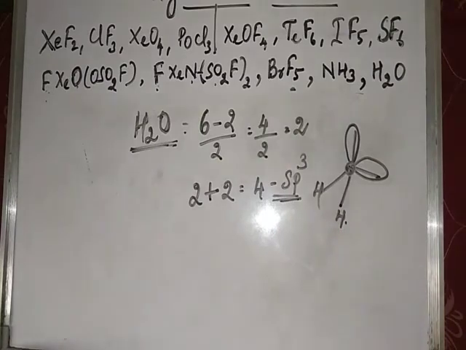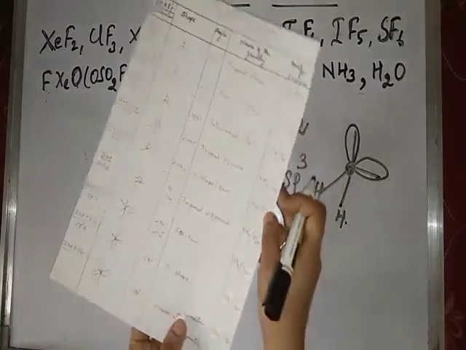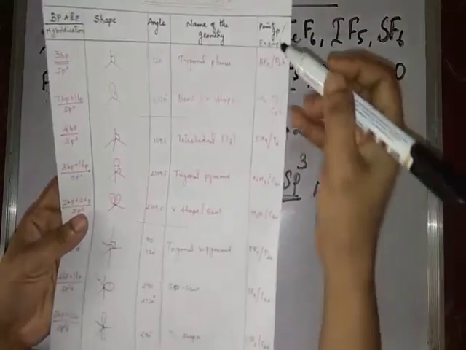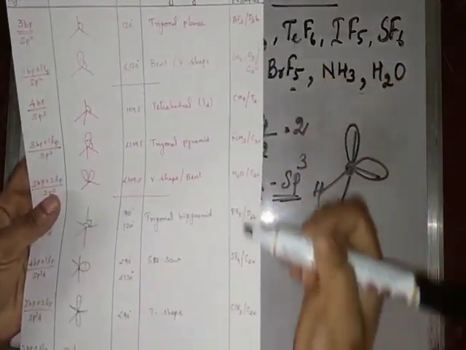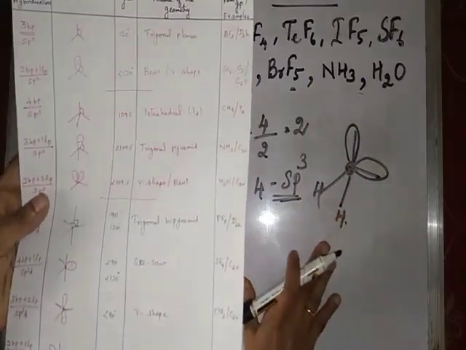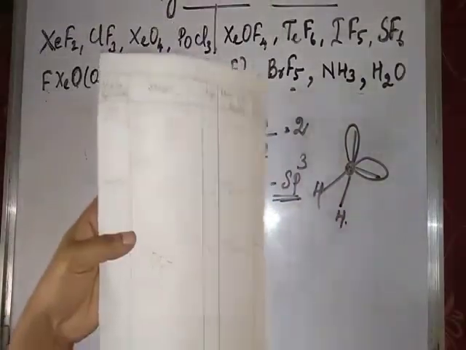Okay, thanks for watching. And one more thing I would like to say: in the previous video you saw some of the hybridizations and some of the angles, everything, and examples also. These examples, no need to memorize. As I said in this video, you use this trick, you can find the hybridization also. Okay, thanks for watching.